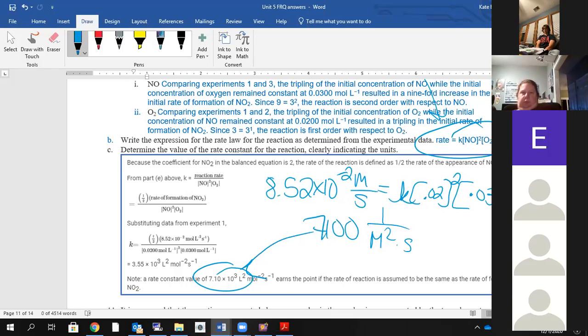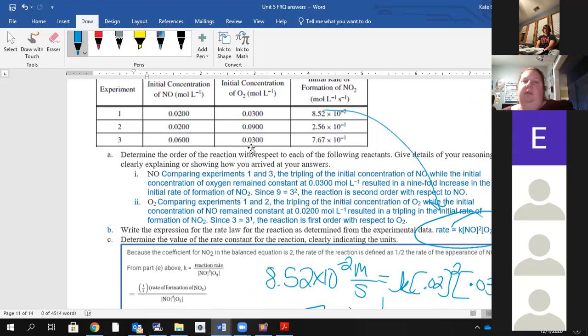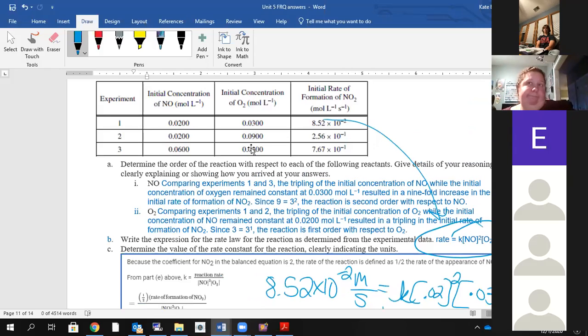Okay. I'm getting that now. It might be slightly different if you use a different experiment. Yeah, if you use experiment 2 or 3, it might change the number a little bit. But as long as you're using the data the right way, you'd still get credit for it. Okay.